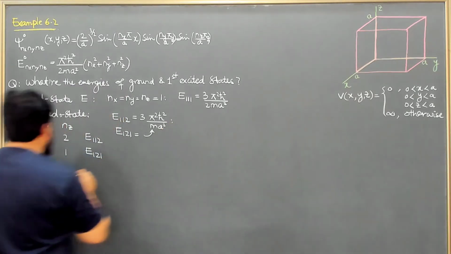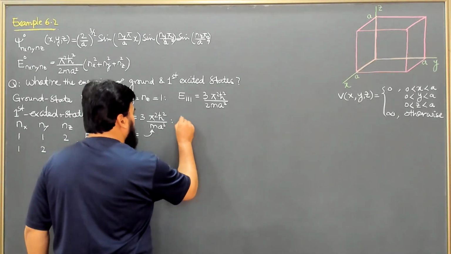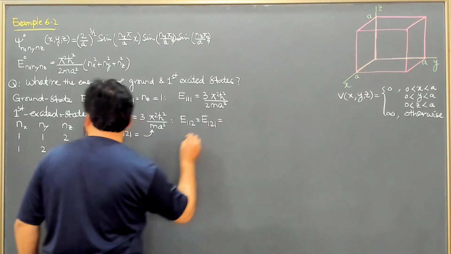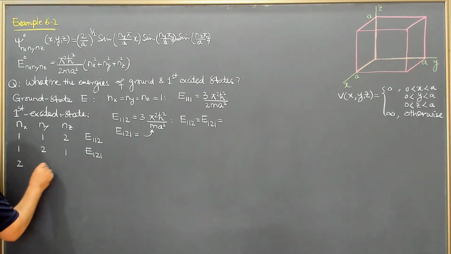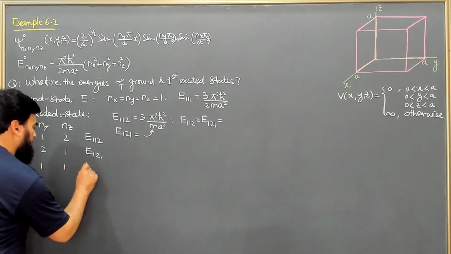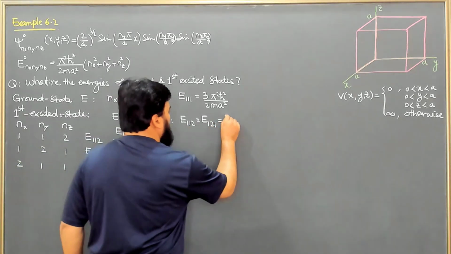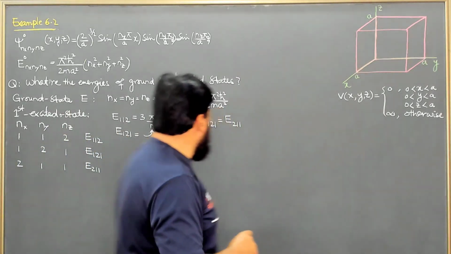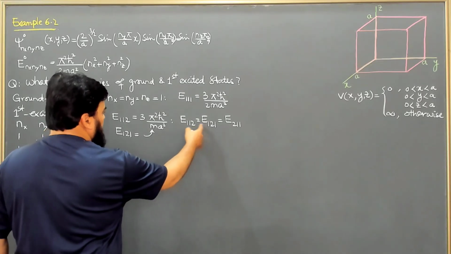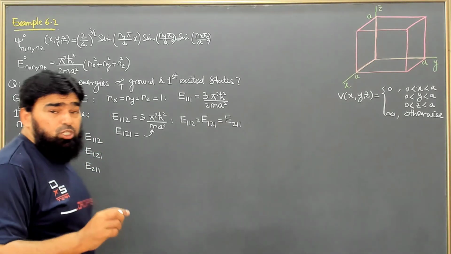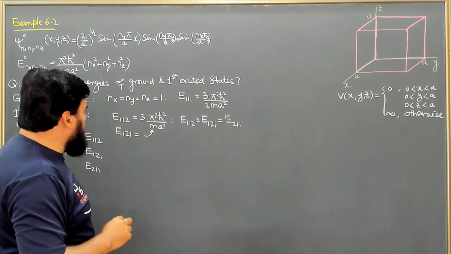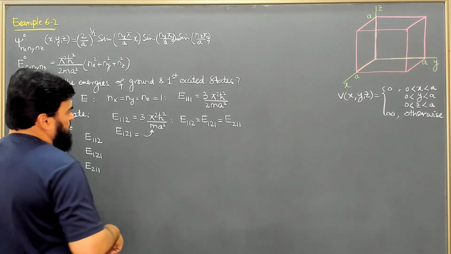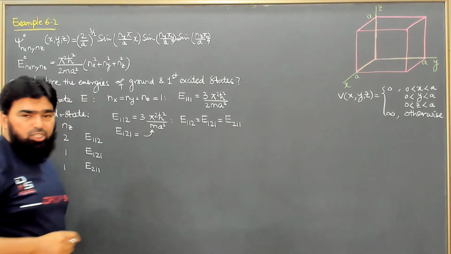This means that E112 is equal to E121, and similarly, if I make this one 2 and the others 1, I will have E211, and E211 is also an excited state. So here E112, E121 and E211, all are the first excited state. This is basically one energy level, and the same energy is shared by all three states.